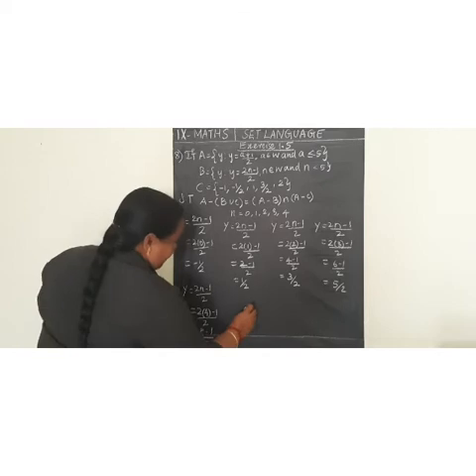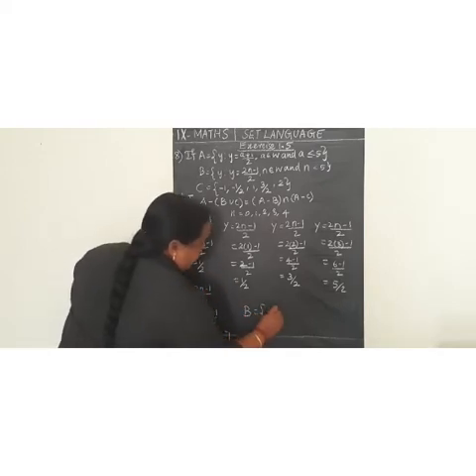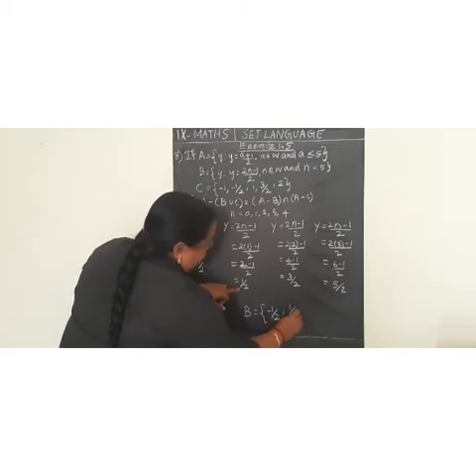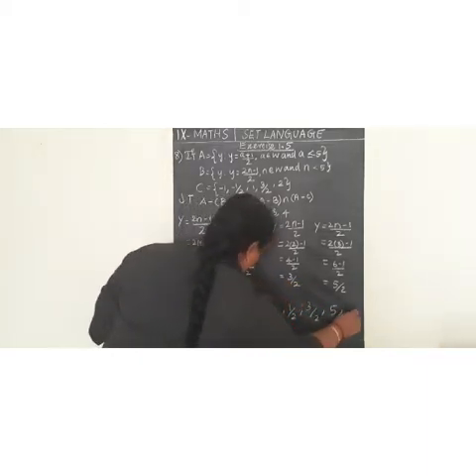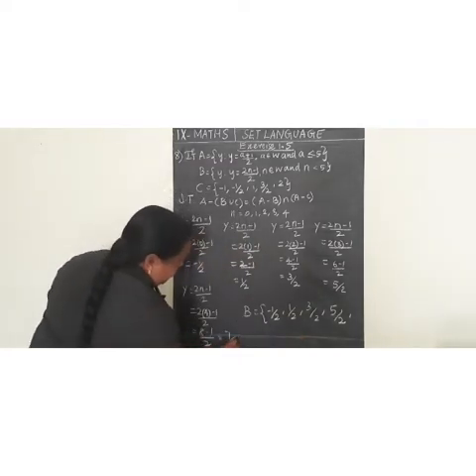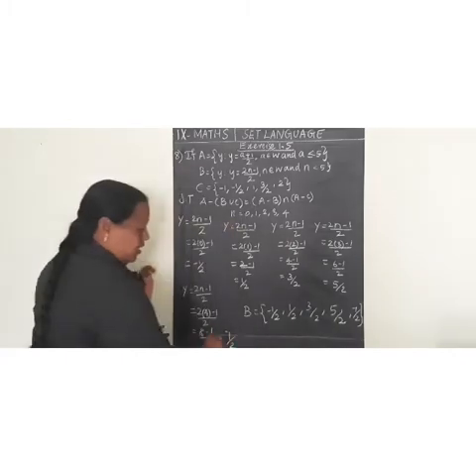Now the set B is equal to, what are the elements that will come now? Minus 1 by 2, 1 by 2, 3 by 2, 5 by 2 and 7 by 2. These are the elements in the set B.